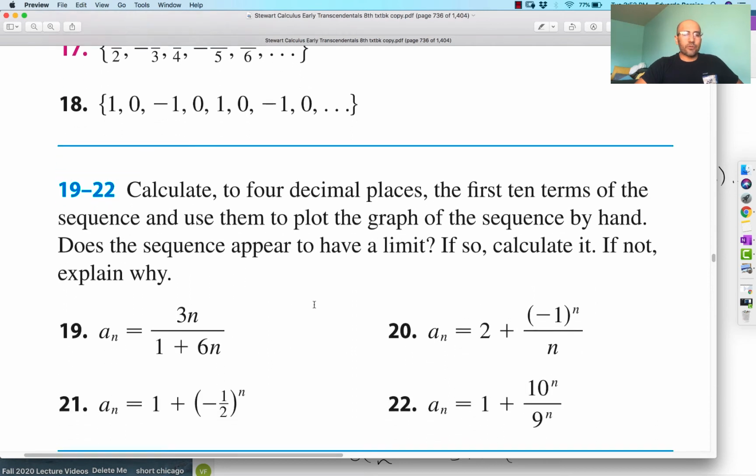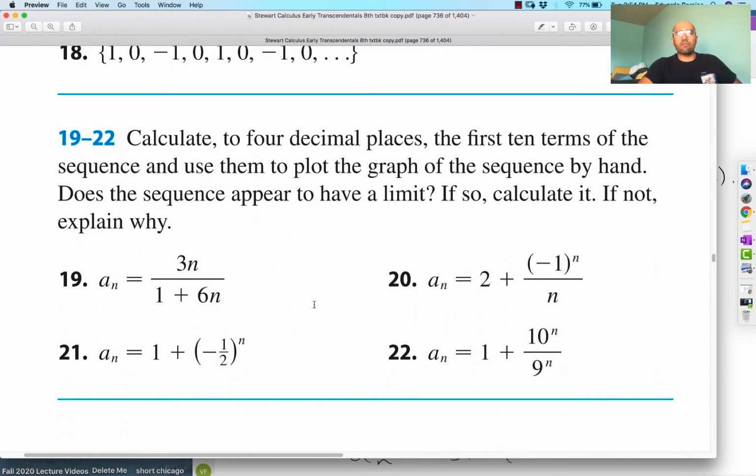Okay, 19 through 22, calculate to 4 decimal places the first 10 terms of the sequence, and then use them to plot the graph of the sequence by hand. Does this sequence appear to have a limit? Okay, so I would recommend that you use a table, use some technology to figure these out, and we do have a nice place on our calculator to be able to do that.